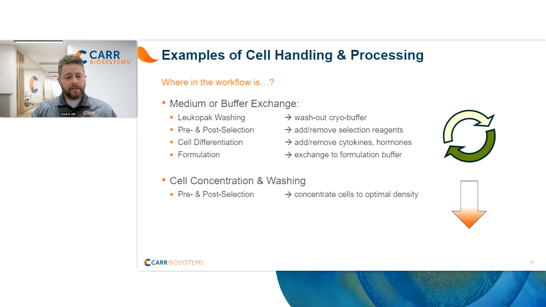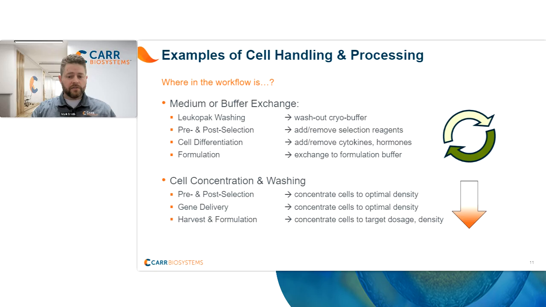And on the cell concentration side, that might be pre or post selection, making sure your cells are at an optimal concentration or an optimal density to pair with your selection medium. Gene delivery. It might be critical to have the right concentration of cells to your viral vector or cells to your electroporation device. And of course, harvest and formulation, where you want to get your cells to that final formulation for target dosage and target density.